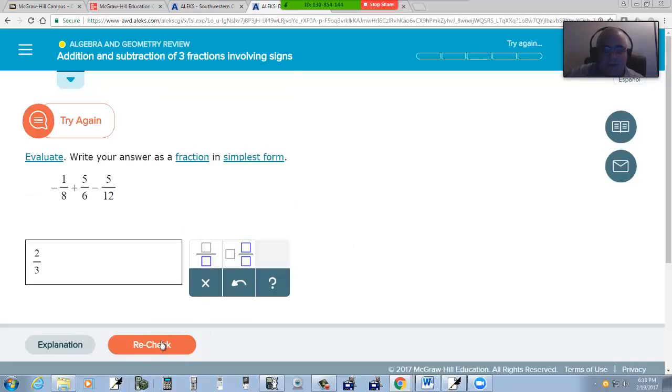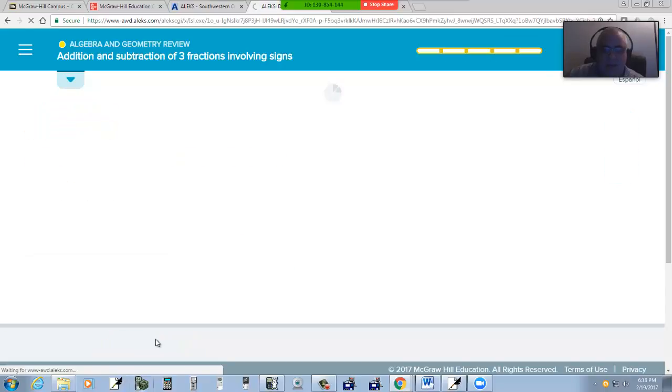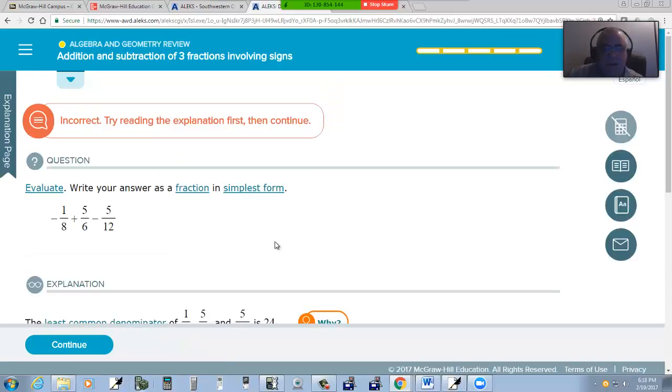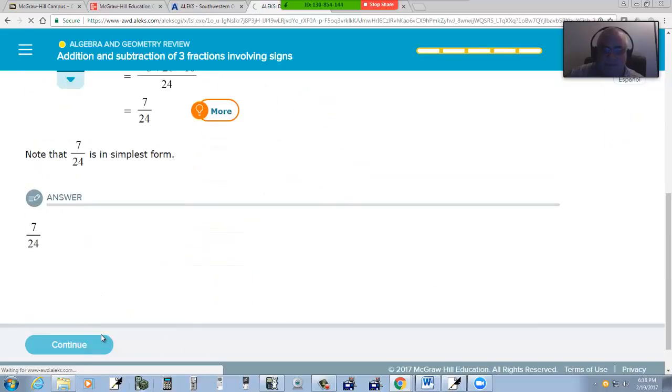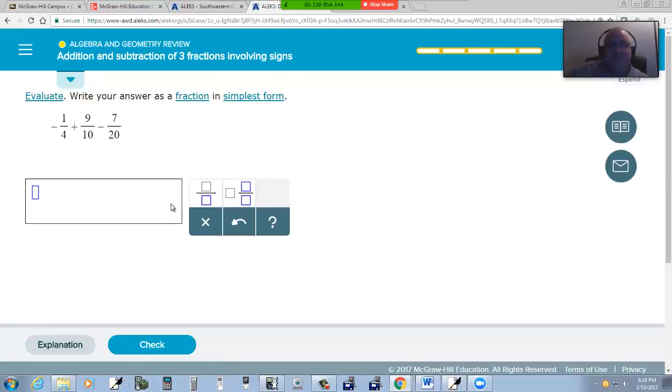I can recheck it. Get it wrong, incorrect, and so forth, and it talks about this and how you get down to that. Then continue. What it'll do is based upon you getting correct answers, you get so many correct and it assumes you've mastered the topic. If you get wrong answers, it'll assume maybe you need to review first. So sometimes it'll give you extra work based upon you entering incorrect answers.